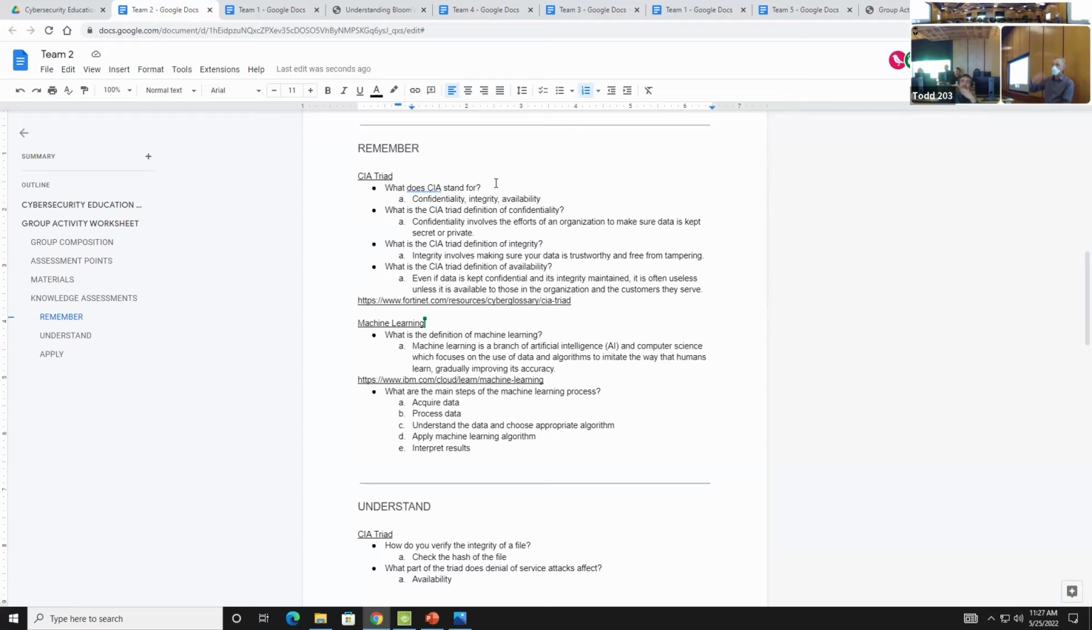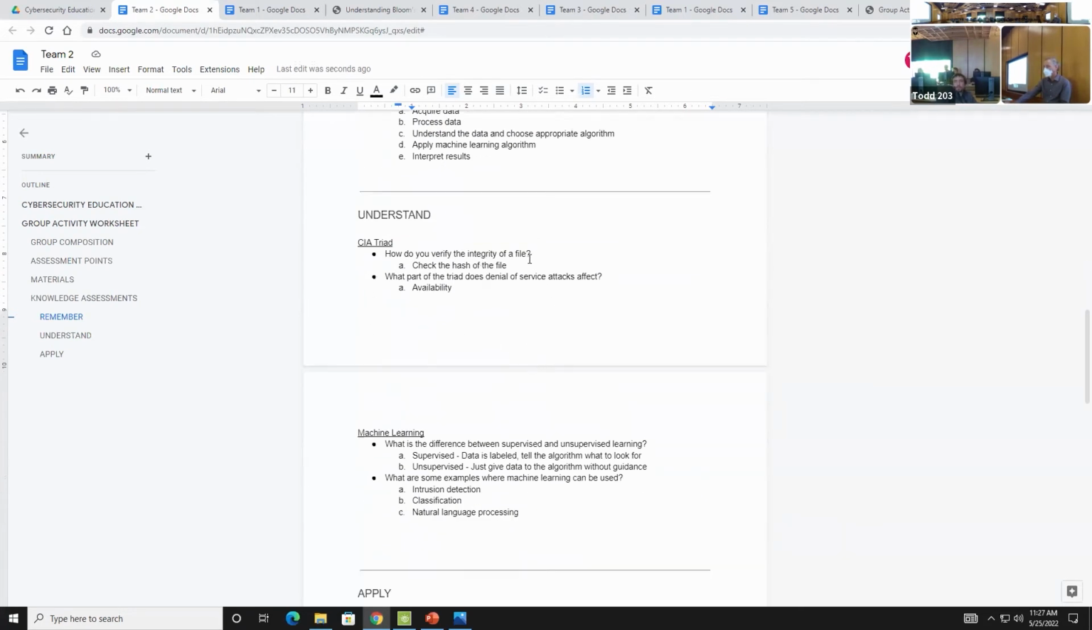I just added one question that's even higher level, but I think that is it. Machine learning. What is the definition of machine learning? Yeah. What are the main steps of the machine learning process? Acquire, process, understand, apply machine learning. So, very good.